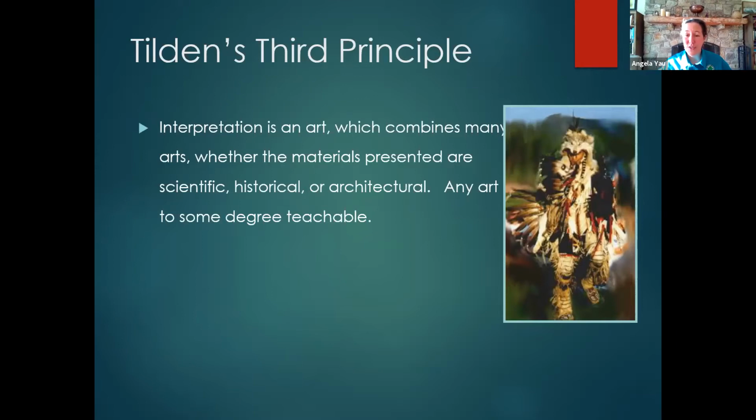All right, Tilden's third principle is that interpretation is an art, which combines many arts, whether the materials presented are scientific or historical or architectural. Any art is to some degree teachable. Now, the first time I came across this, I thought, oh, it's an art. I'm not an artist. I can't get this. How do I put this all together? And really, we're looking at that last sentence, that any art is to some degree teachable.